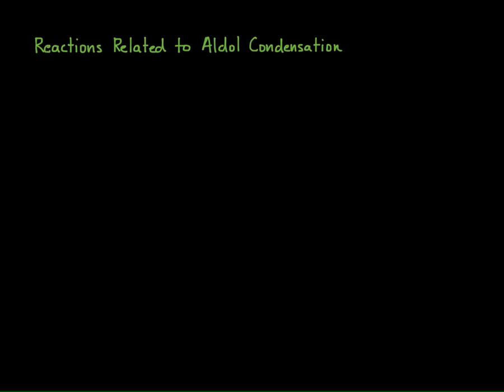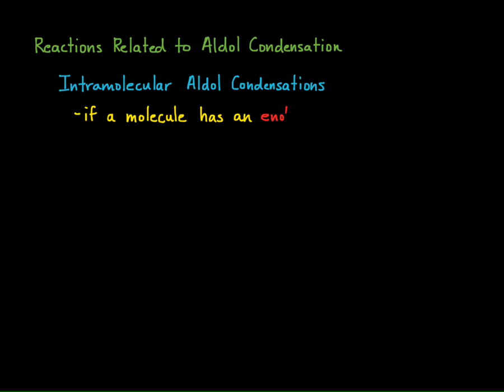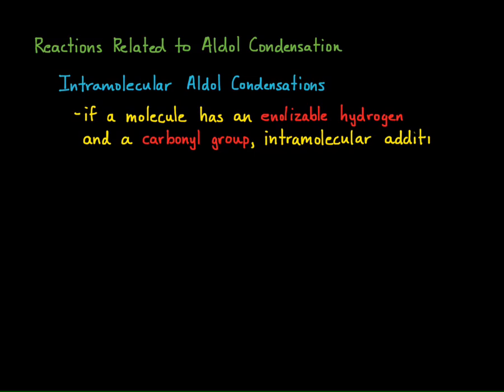Now that we've examined aldol condensation reactions, we're going to look at some modifications of these reactions. The first one that we're going to take a look at is what we call an intramolecular aldol condensation. We can get intramolecular aldol condensations if a molecule has two things. One, an enolizable hydrogen, obviously, and then in a different location on the molecule, a carbonyl group. When these two things happen, you can get intramolecular addition.